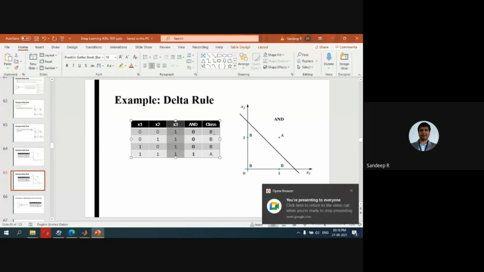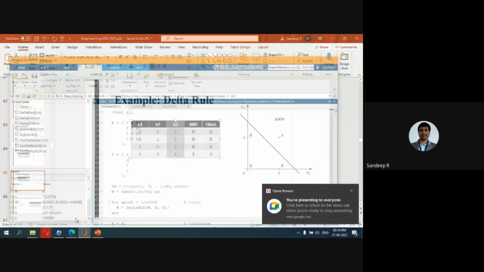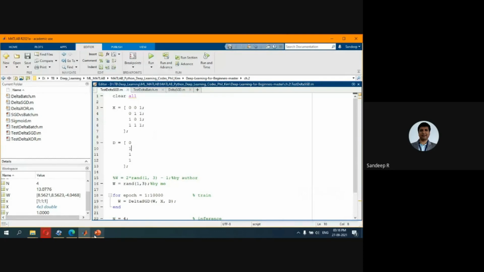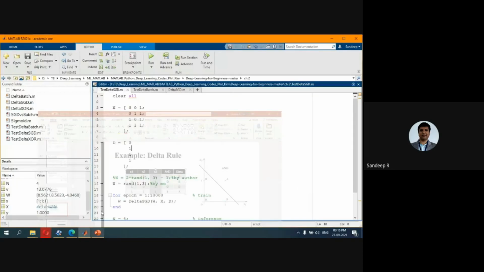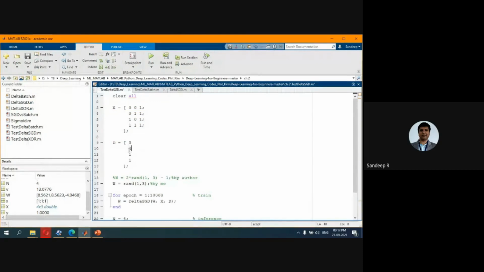So let me go to the demo. Now as per this, it is 3 zeros and 1, right? So 3 zeros and 1.